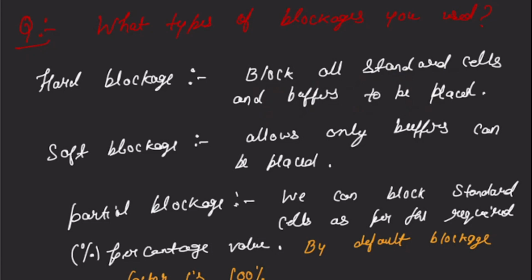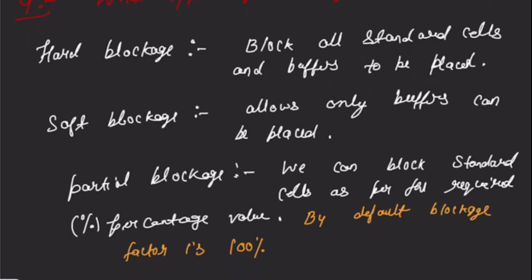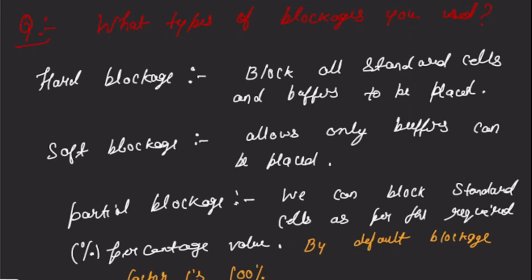And with partial blockage, we can block standard cells as per a requirement value. By default, the blockage factor is 100%. According to our need, we can change it, for example, what percentage of standard cells can be placed, 65% or 40%. By default the factor is 100%. These are the types of blockage we use in physical design.